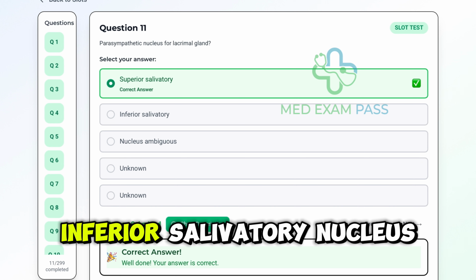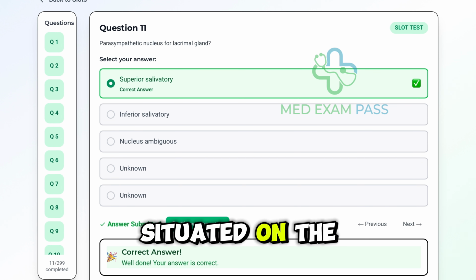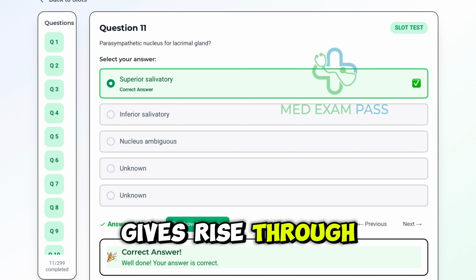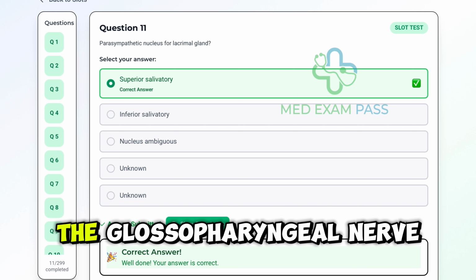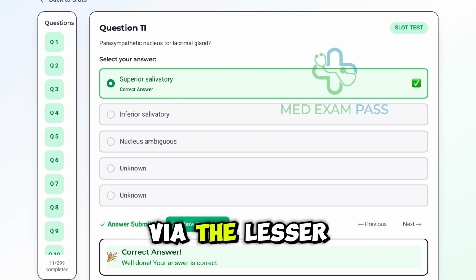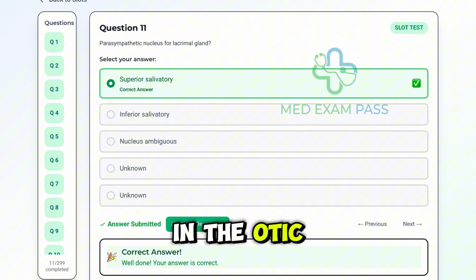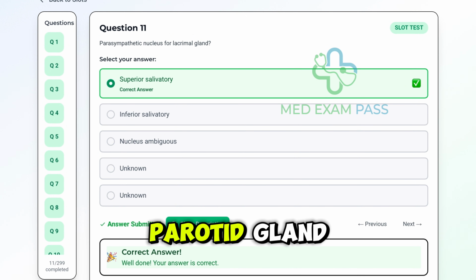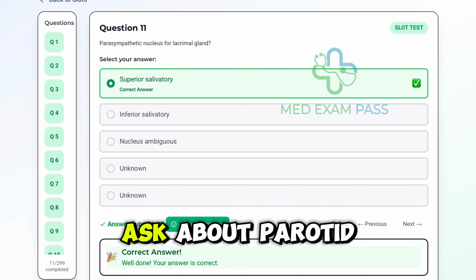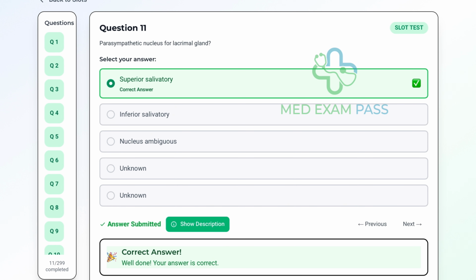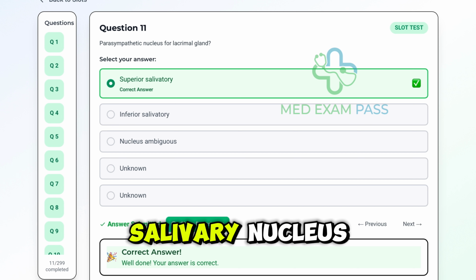What about the inferior salivatory nucleus then? It is situated in the medulla and gives rise to preganglionic parasympathetic fibers that travel with the glossopharyngeal nerve via the lesser petrosal nerve to synapse in the otic ganglion, which innervates the parotid gland. Keep that in mind. Lacrimal gland, superior salivatory. If asked about the parotid gland, then pick inferior salivatory nucleus.